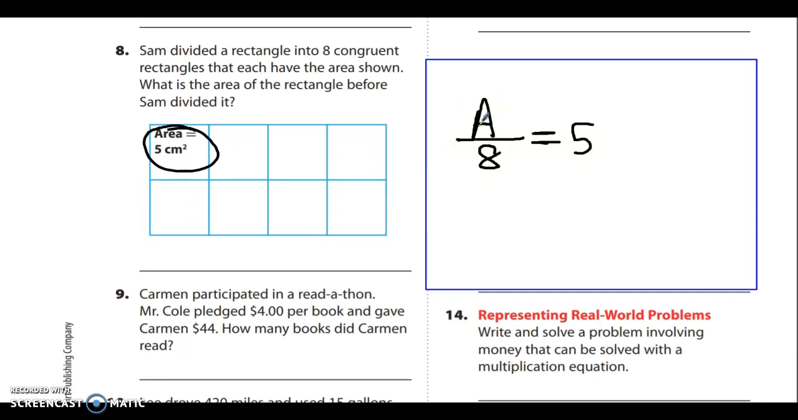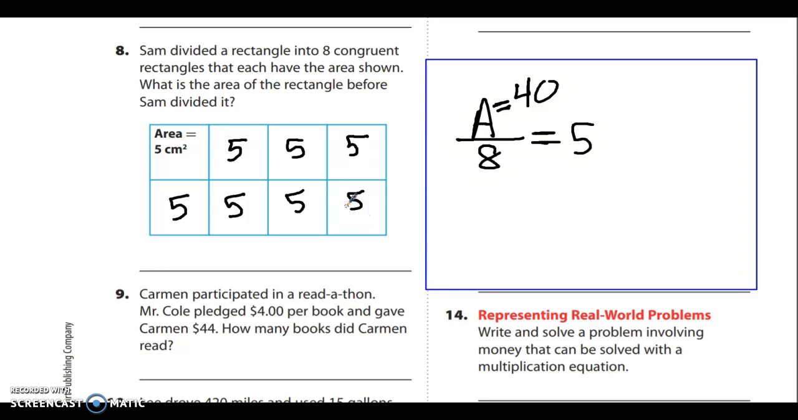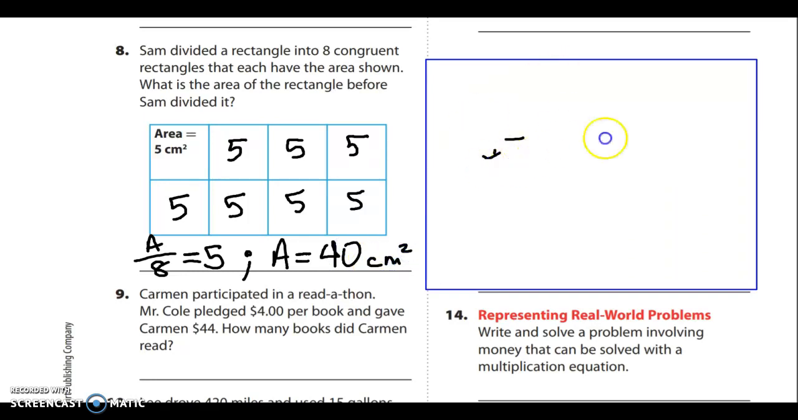And we just solved one like this. This one's even easier though. If you have a division equation, you solve by multiplying. 8 times 5 is 40. That should make perfect sense. I just did that one mentally. If the whole area is 40 and we divided that by 8, would we get 5 each? Of course we would. You can tell because 5 times 8 is 40. So the equation is A divided by 8 is equal to 5. And the answer is the area was equal to 40 square centimeters. Cool. That one wasn't too hard.